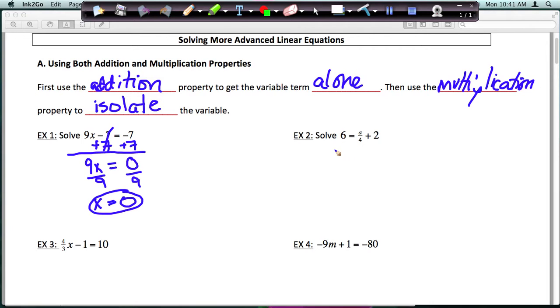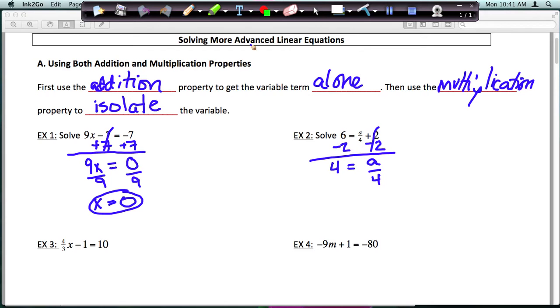Okay, I'm going to try example 2 using the same two properties. Remember, the first thing I want to do is get this variable term by itself, so I need to look at the term next to it, which is the plus 2, so I need to move that. The opposite is subtract 2, so I'm going to subtract 2 from both sides of the equal sign. These will cancel. 6 minus 2 is 4 equals a divided by 4.